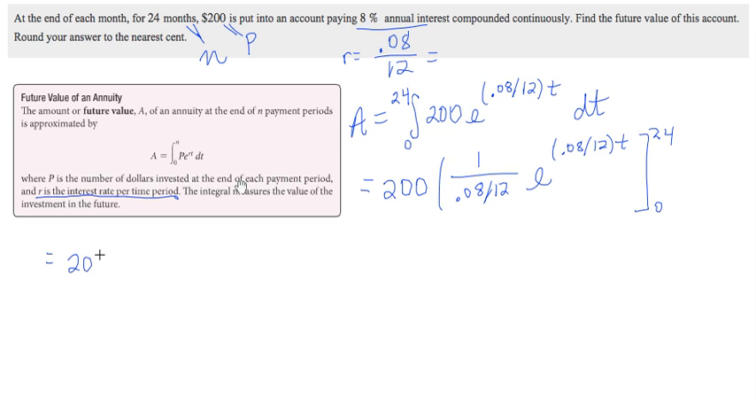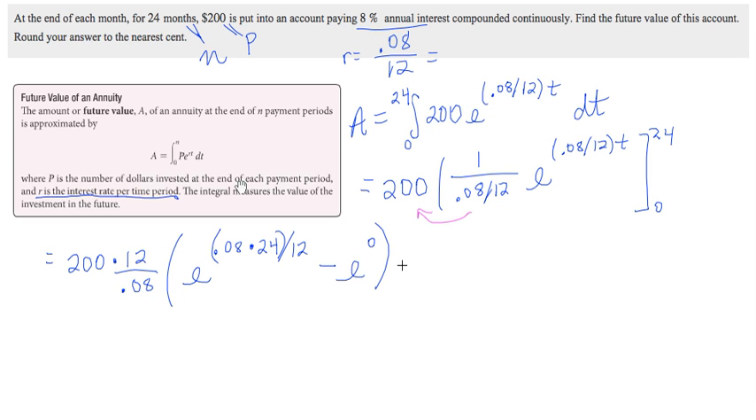So this is 200 times the reciprocal of 0.08 over 12, which is 12 over 0.08. And I'm going to go ahead and just pull it outside of the parentheses. So then I'm left with e to the 0.08 divided by 12 times 24, and I'm going to write it with the 24 on top, like that, with the times there, minus e to the 0. Obviously, you've got to be pretty careful about how you enter this in.